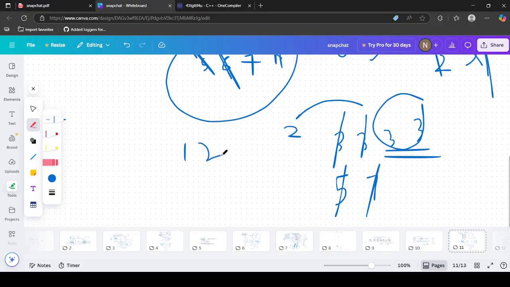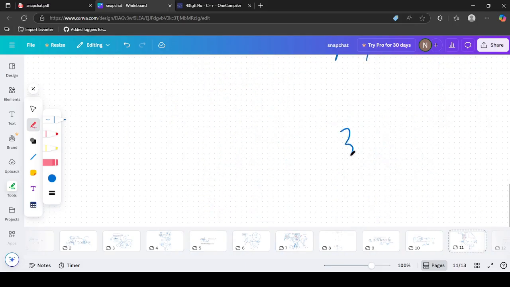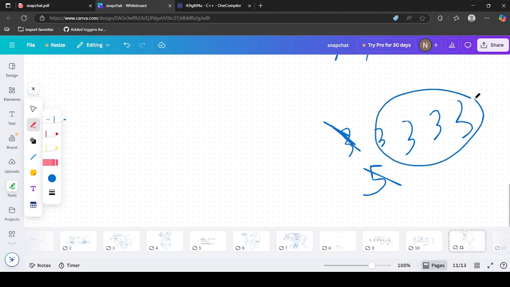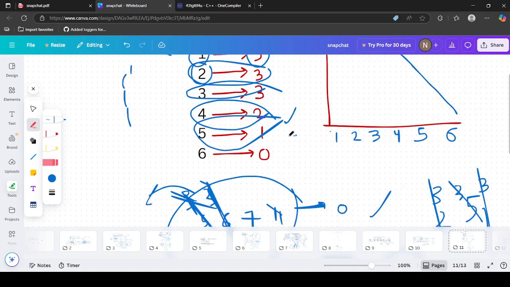But for the frequency 1, 2, 3, the answer is 3. For frequency 4, it is 2. And for 5, let's assume 3, 3, 3, 3, 3 and 5. So even now we can only make one pair, because we cannot make any of these pair. So now the answer is 1. So for 5 the answer is 1. And if the frequency is 6, the answer is 0, because all are same numbers, we cannot pair any of them.